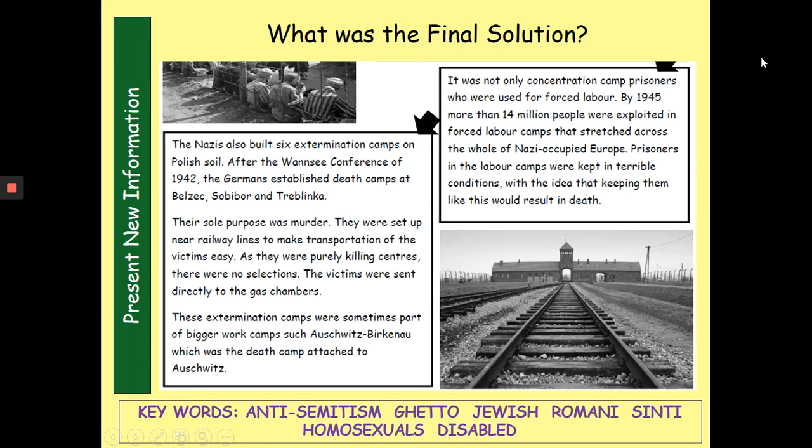These extermination camps were sometimes part of bigger work camps such as Auschwitz-Birkenau, which was the death camp attached to Auschwitz. So we hear the story there of millions of people being transported in by rail in order to face their death or to face forced labor or just to be confined and starved to death.